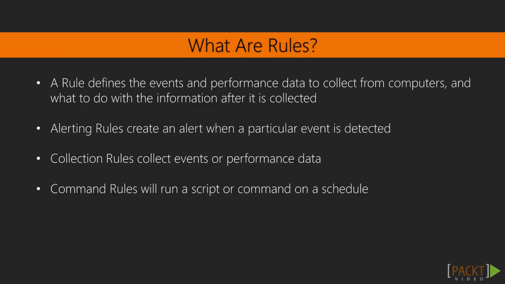So the first thing that we would probably do is define what is a rule. A rule defines the events and performance data to collect from computers and what to do with that particular information. Unlike monitors, rules do not affect the health state of that target object. They're used for one of three functions, such as you have alerting rules. Now, alerting rules will create an alert when a particular event is detected.